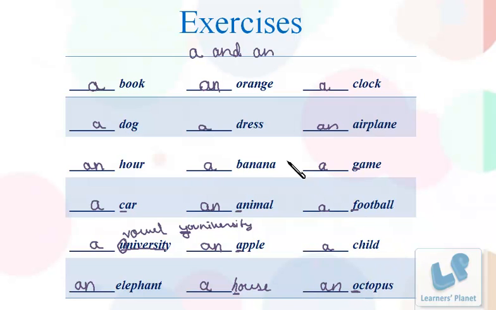Okay friends, I hope you got to know why a and an are used with different words. A is used with those nouns which begin with a consonant sound or a consonant, and an is used with a vowel sound or a vowel.